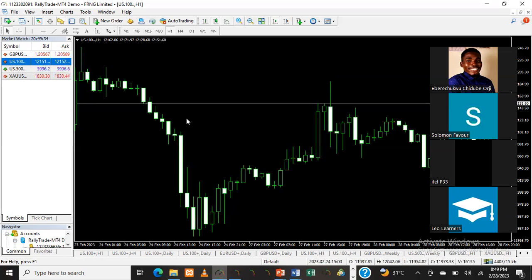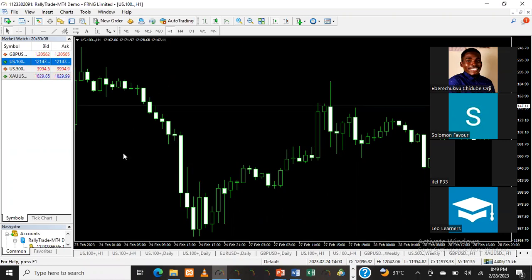Now, in forex, we'll have the bulls and we'll have the bears. The bulls are always pushing the market upward, while the bears are always pushing the market downward. When the market is going up, we say the buyers are more in the market, which also signifies an uptrend. When the market is coming down, the market is bearish, which means the sellers are more in the market.